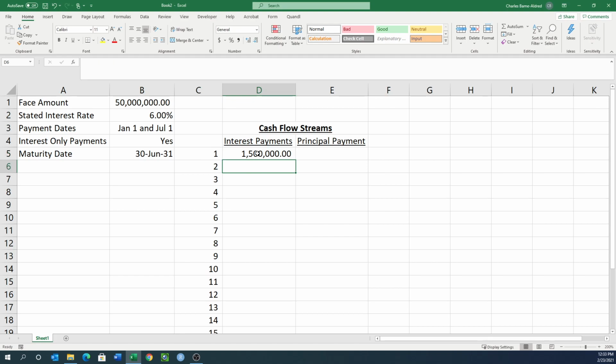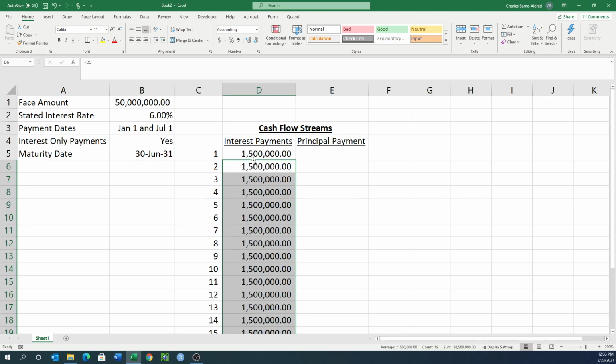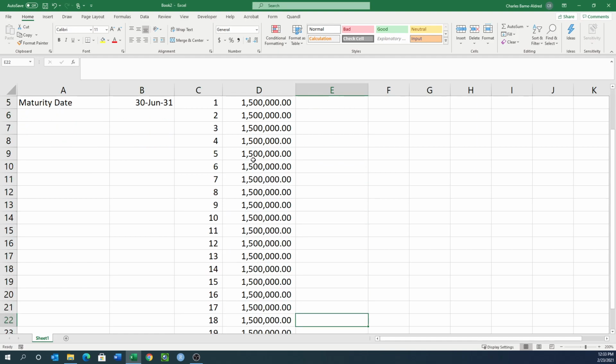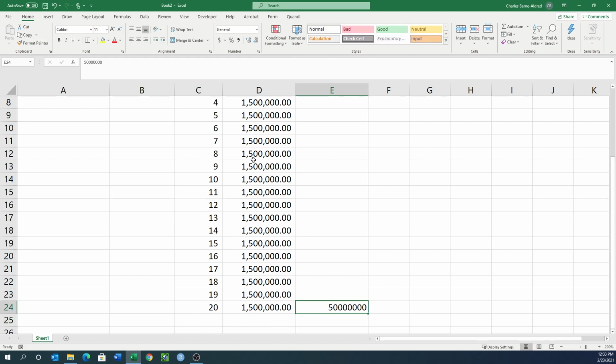And because this is fixed, they're always going to be the same. So I'm just going to drag this down and fill in all of my interest payments. It's a 6% annualized rate, so I pay $3 million for the year, but it's $1.5 million each 6 months. So we know what our interest cash outflow is going to be. My principal payment is simple. It's only going to happen one time, and it happens right here. And we'll get that in the right format. Okay.